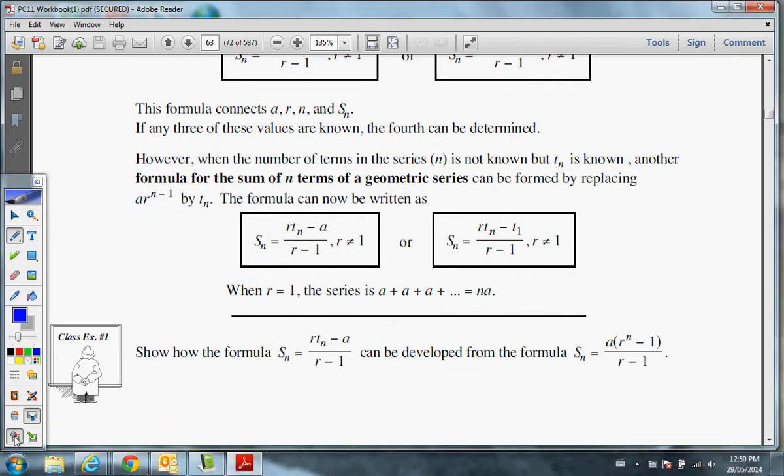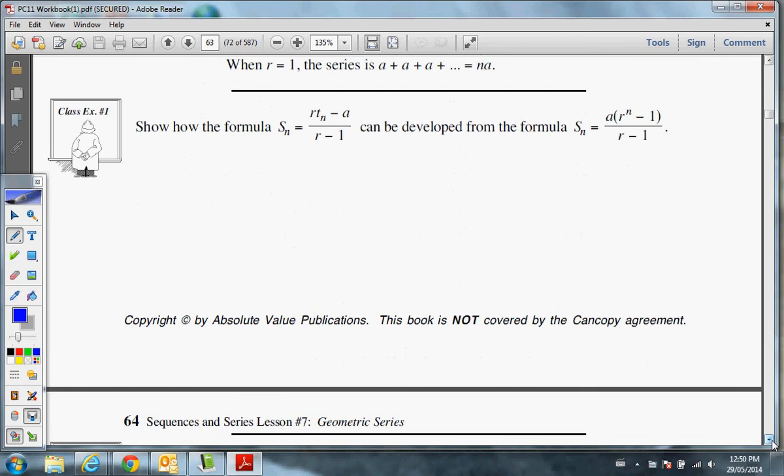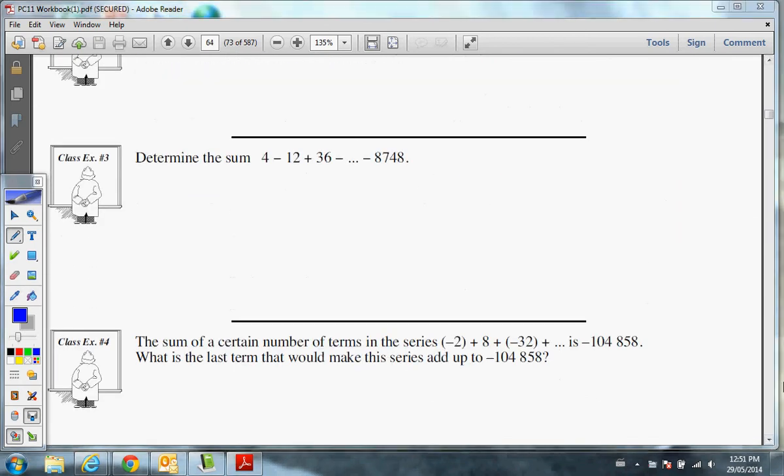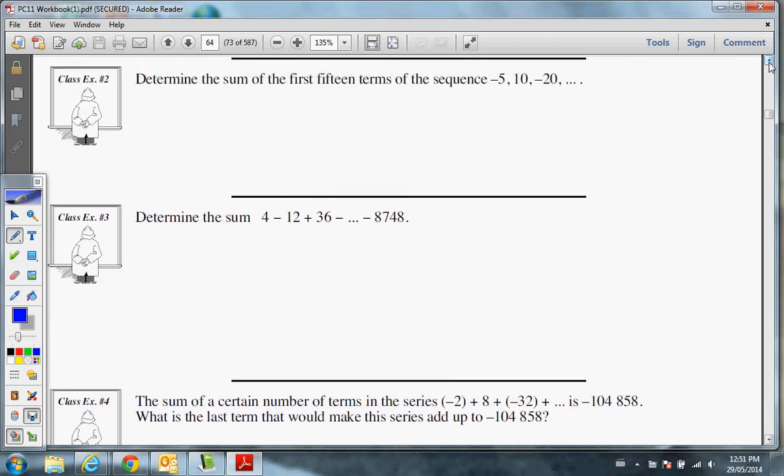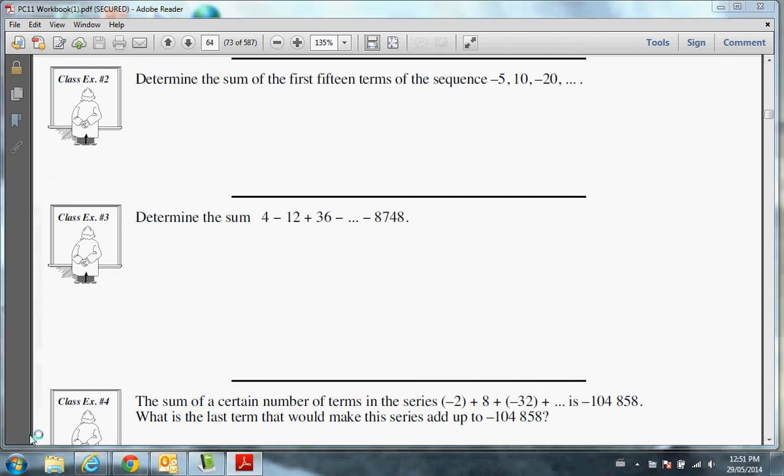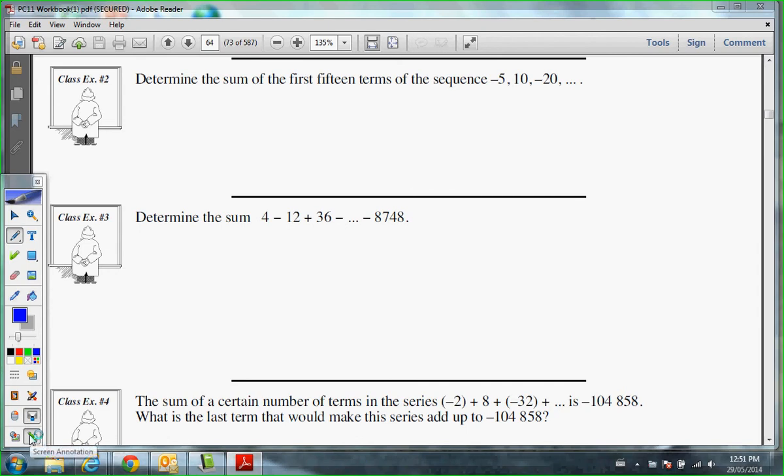We got about 4 examples in a row here of just practicing using the formula. So the applied stuff. Okay, so determine the sum of the first 15 terms of the sequence -5, 10, -20. So what I want to do is figure out, what do I have? Do I have A? Do I have R? Do I have N? Okay. Do I have A?